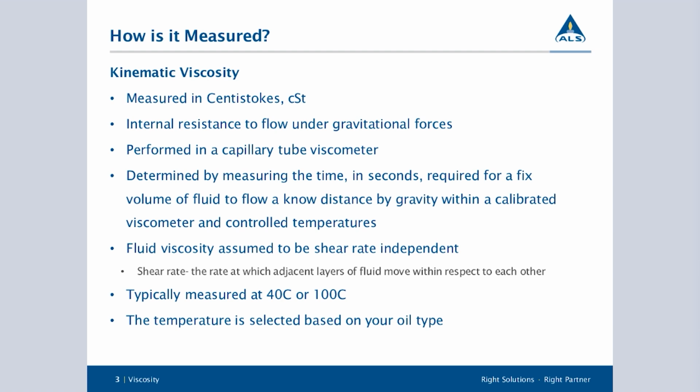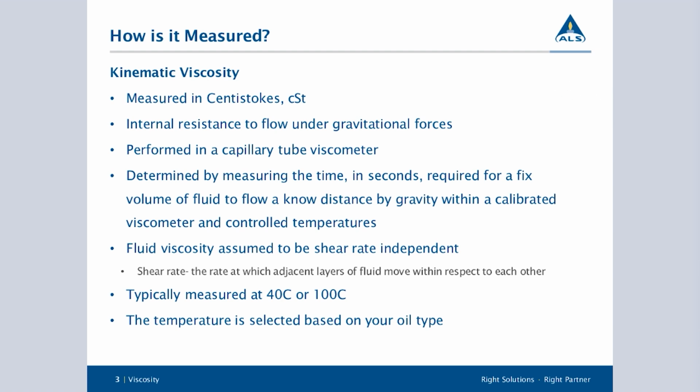So how is it measured? The first way we're going to look into is kinematic viscosity. That's how we measure it here at ALS in the tribology laboratories, and it's measured in centistokes. It's one of the more common ways to measure it. Kinematic viscosity is the internal resistance to flow under gravitational forces, meaning, and I'm going to show my pointer really quickly, there we go, that we'll drop a sample and it's going to flow down, and you can either have a capillary tube or a curved tube.